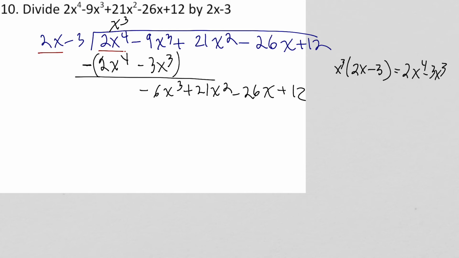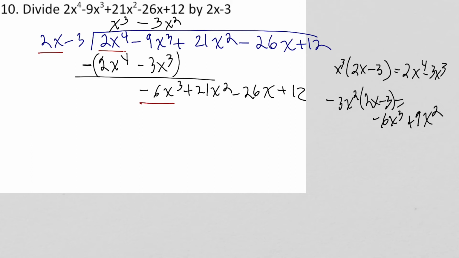So again, I'm looking at 2x into -6x cubed. So what would I need for that? I would need a -3. And how many x's would I need? I would need x squared to give me that x cubed. So now on the side here, I'm doing -3x squared times 2x minus 3. Go ahead and multiply those out: -6x cubed plus 9x squared. That's what is going to go under here.